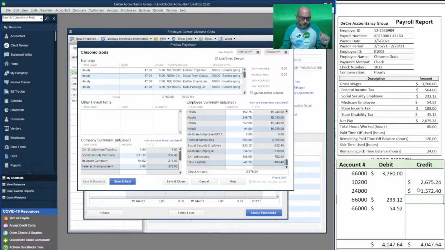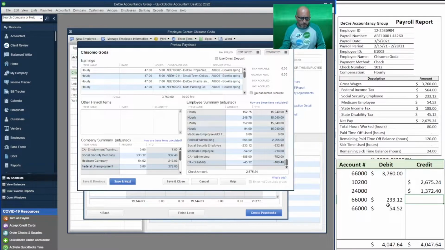We incurred some expenses. What else is happening? Well, our bank account will be impacted by the check we wrote to Chisholm, right? This check 1012. And once it clears, it will reduce our bank account by $2,675.24. That amount is right here. And bank account is in assets, and assets are reduced when credited.